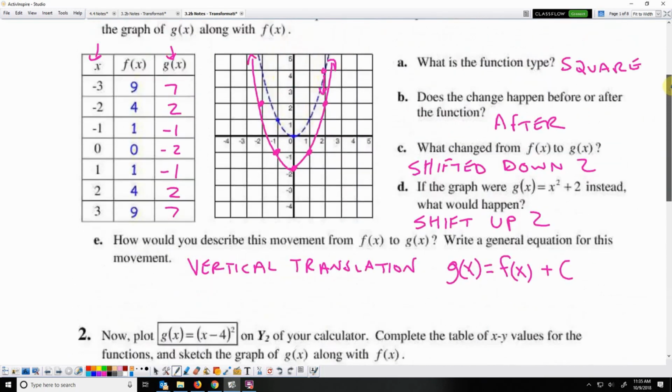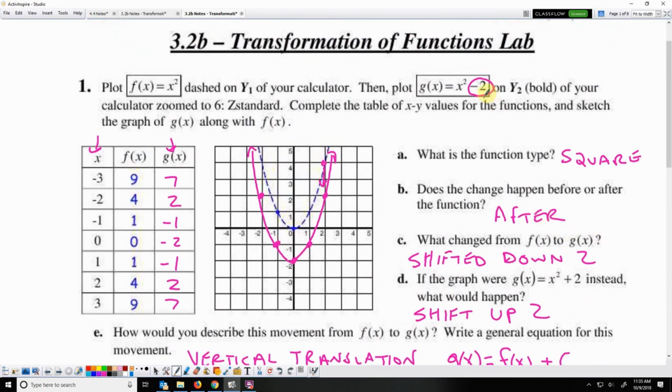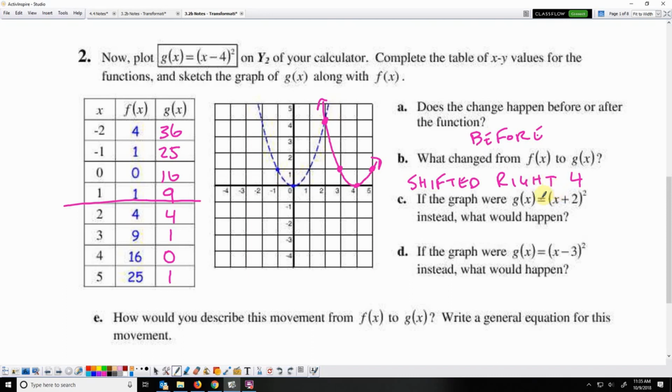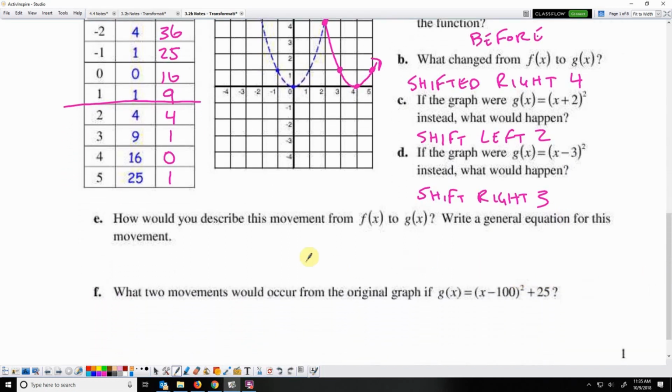Okay, now notice up here, we had a change happening after, and it shifted up or down. That's vertical. Here we've got a change happening before the function, and it shifts right. That is horizontal. And notice also it said minus 4, and we ended up shifting 4 to the right. If it said plus, we would have shifted to the left. So if it was x plus 2 squared, then we would have shifted left. And in this case, we would go left 2. Okay? If it were x minus 3 squared, we would shift right 3. How would you describe this transformation since it's moving left or right? This is a horizontal translation.